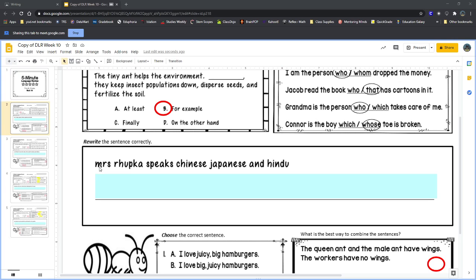Very good. We capitalize Mrs. and we capitalize Rupka. Mrs. for two reasons. Number one, it's her title. Number two, it is the beginning of a sentence, so it needs to be capitalized. Rupka needs to be capitalized because it is her name. Anyone's name gets capitalized. Kylie, what's another mistake?